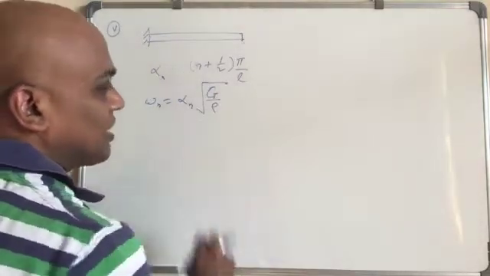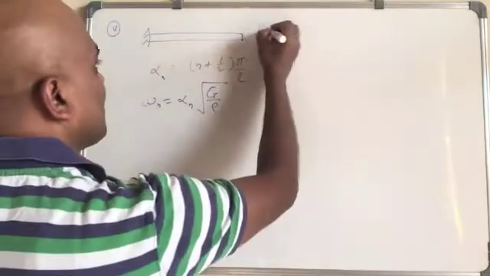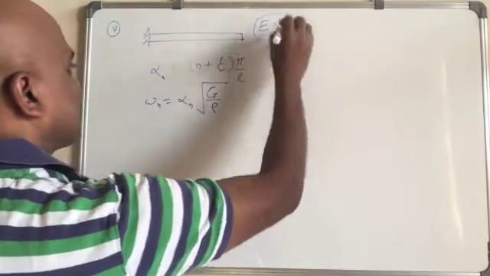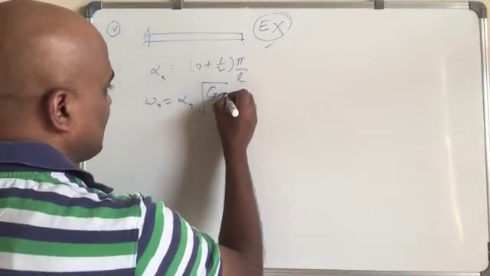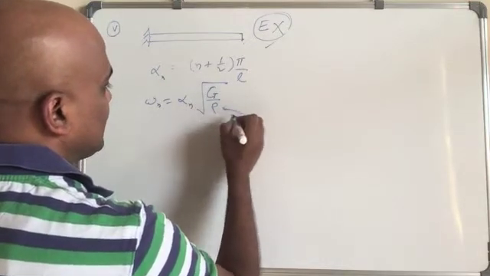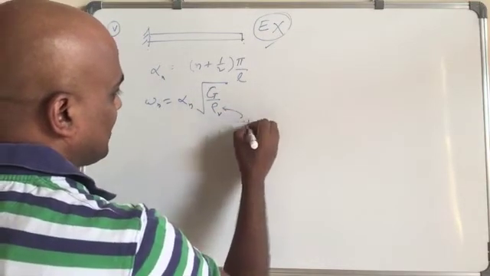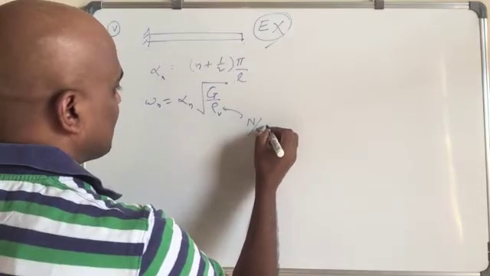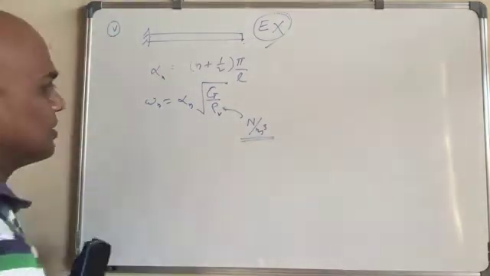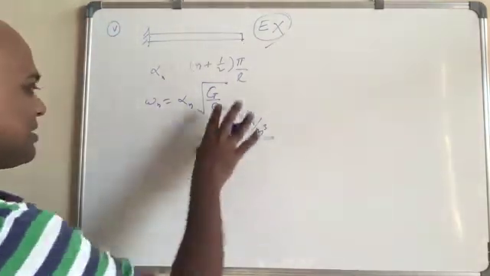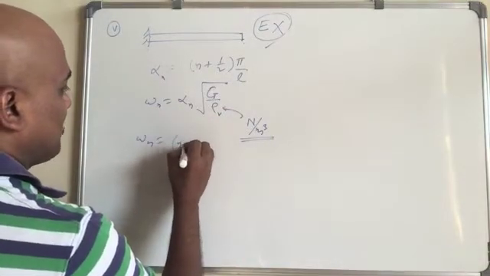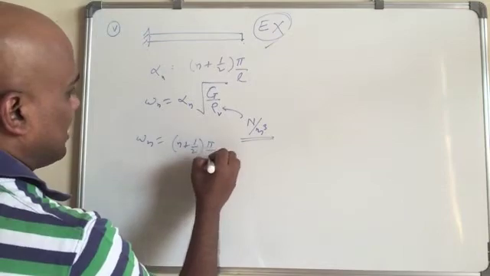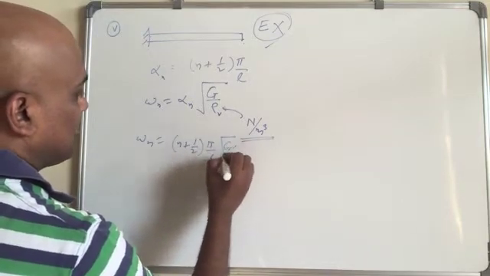Even if the question had E given, E was not relevant here, so you have to just choose G. G means shear modulus, and rho is mass per unit volume, so you have to use that. So omega n becomes equal to (n plus half) pi over L multiplied by the square root of G over rho.